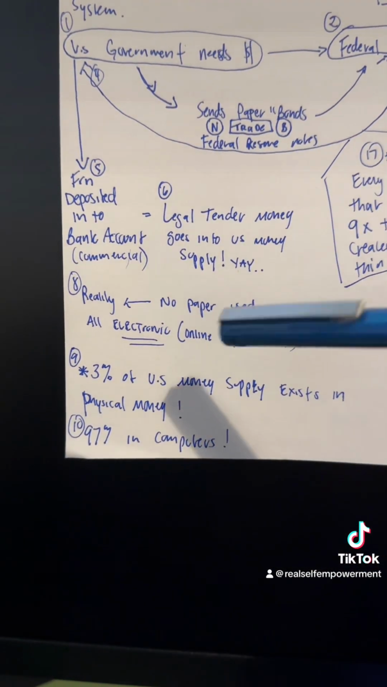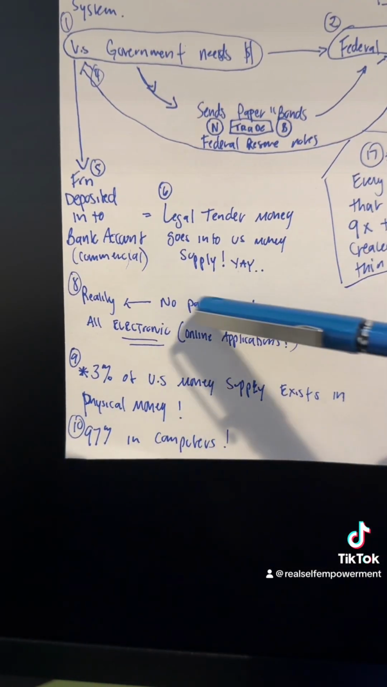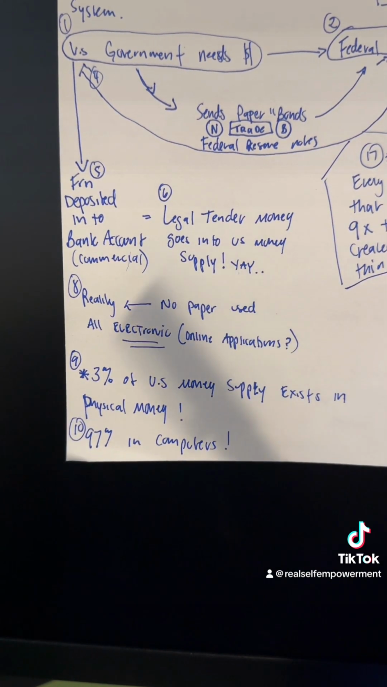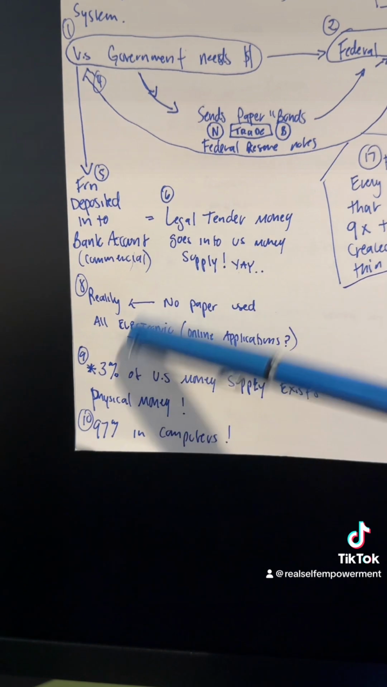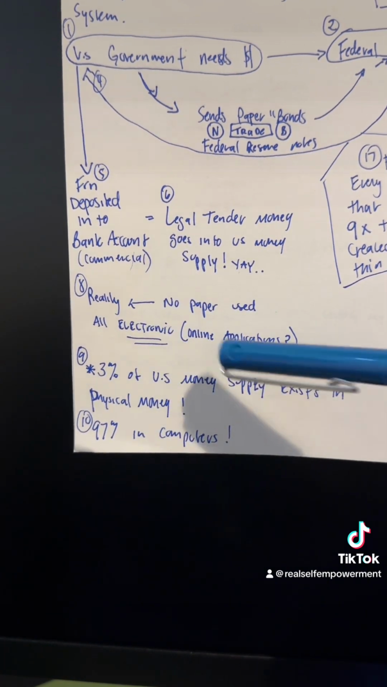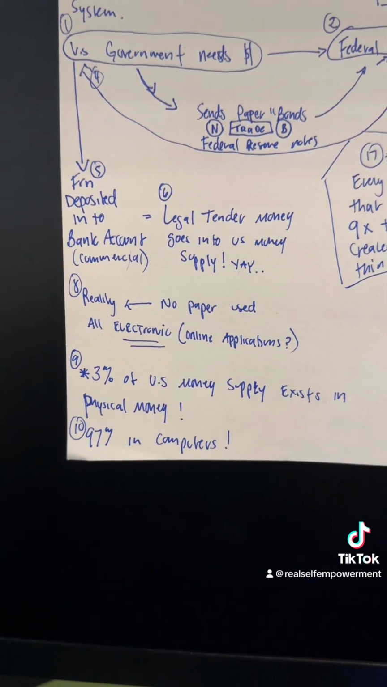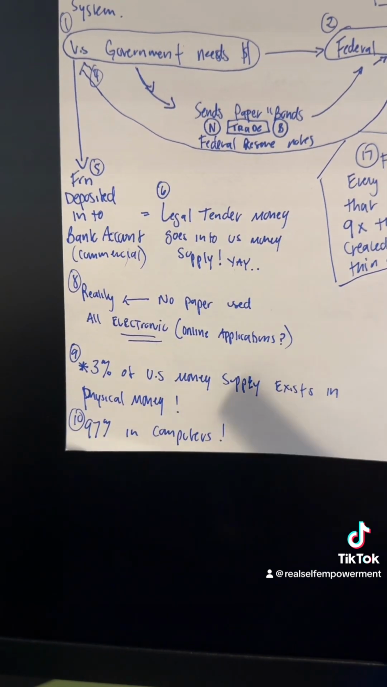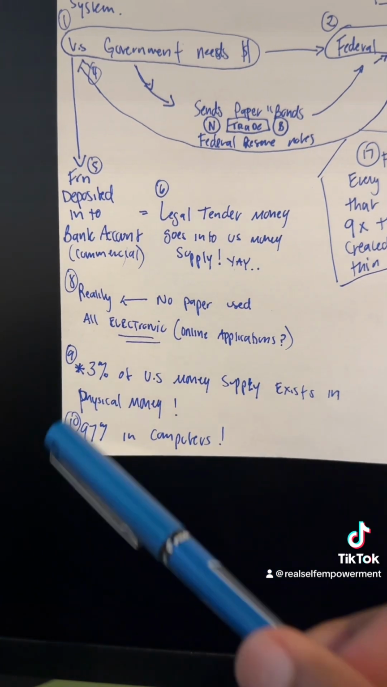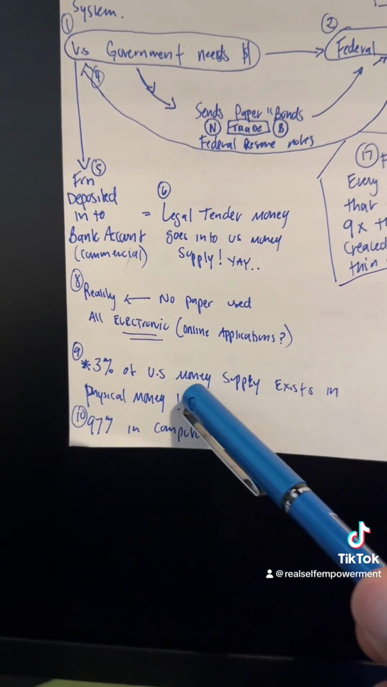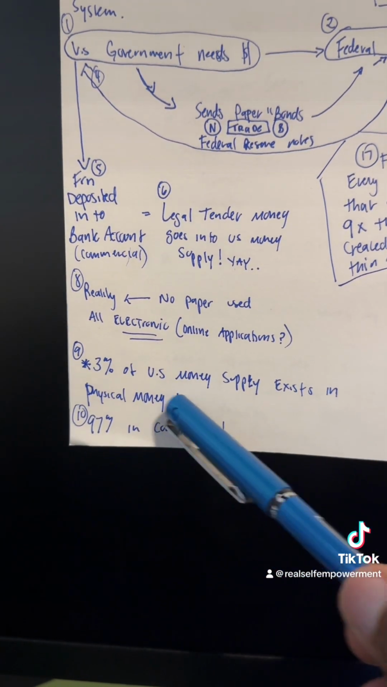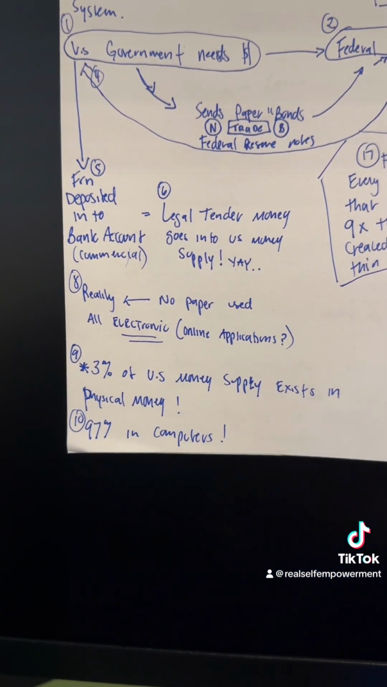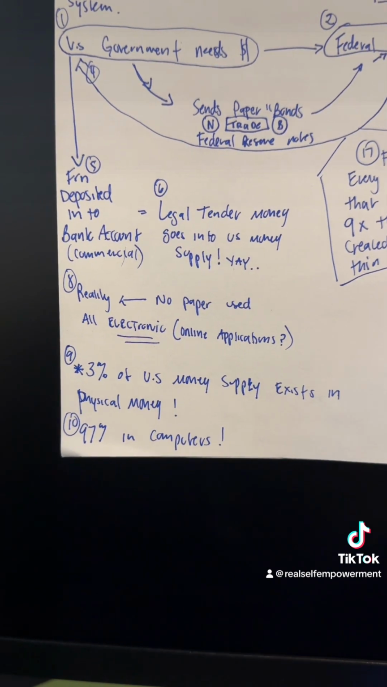Now, the reality is that there's actually no paper being used, although there are promissory notes and we do have these types of things, but most of this stuff is going on online. It's electronic, the computerization of everything. You have to think about our online applications and how that plays into this, but that's not what we're going to talk about right now. Only 3% of the U.S. money supply exists in physical money. The other 97% is in computers. It is ones and zeros, my friend.